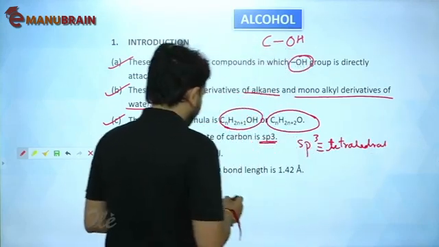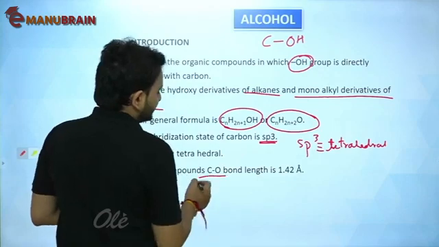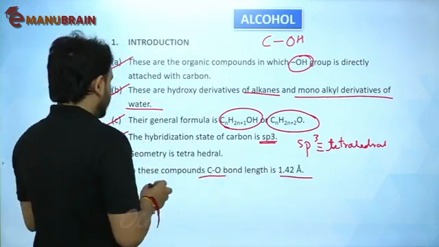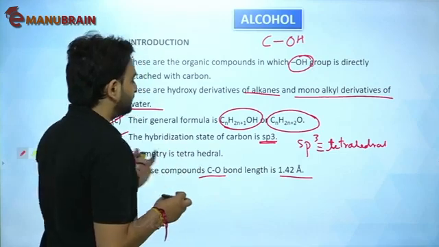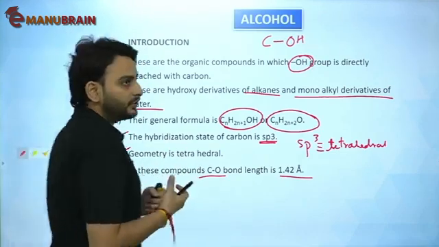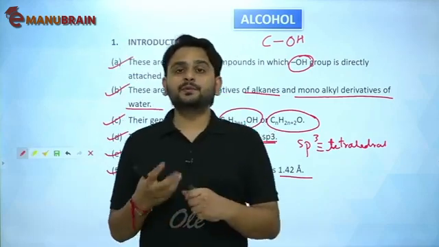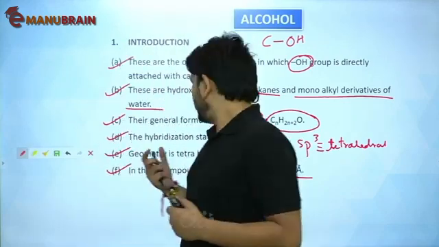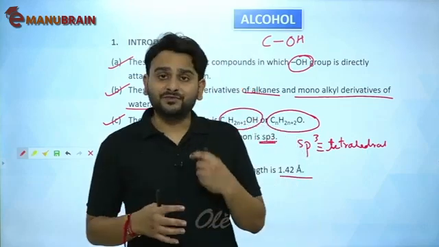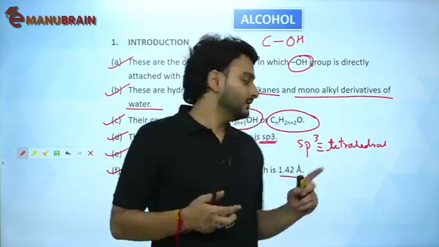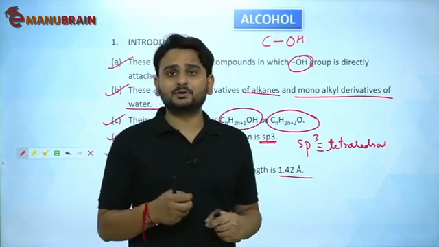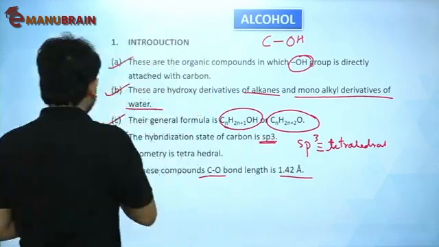The bond length of the C single bond O in these compounds is 1.42 angstrom. Now a question for you: will the C double bond O have a bond length greater than 1.42 or less than 1.42 angstrom? This is your question, you have to think about it.